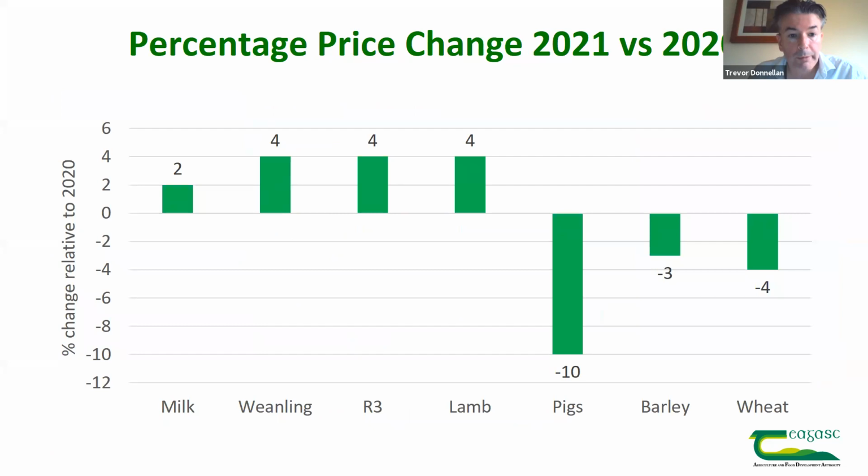So let's take a look at what the outlook looks like for 2021. We begin by just looking at the percentage price changes for the particular commodities in 2021 versus 2020. We see an increase in the price of milk, beef and lamb occurring in 2021. Significant enough reduction in the price of pig meat or pigs, albeit from a high level. And we also see minor reductions taking place for barley and wheat prices in 2021 versus 2020.